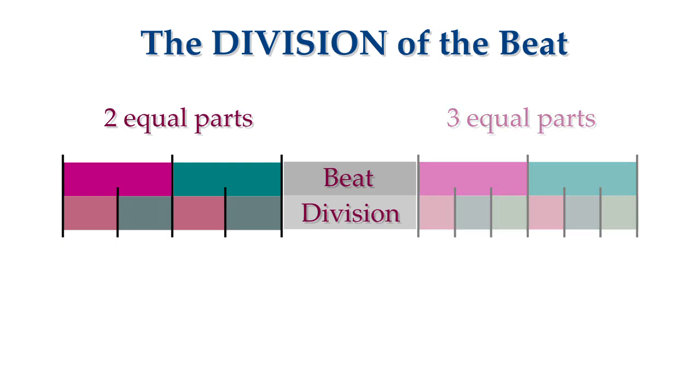If we divide the beat into 2 equal parts, we say the division is simple. We feel a pulse when the beat starts, and we feel another, albeit weaker pulse exactly in the middle of the beat.